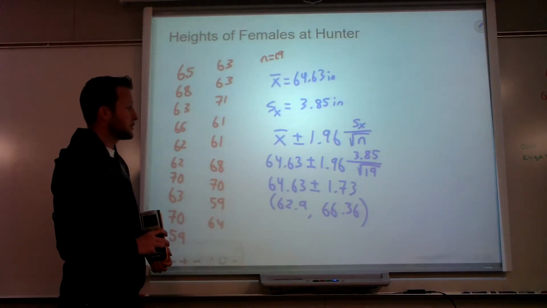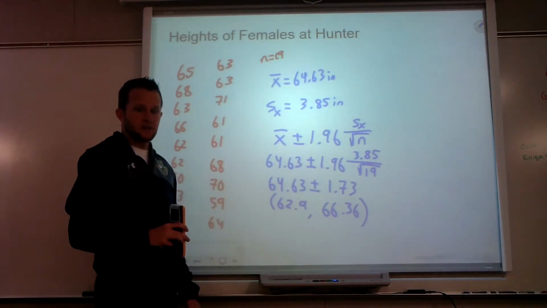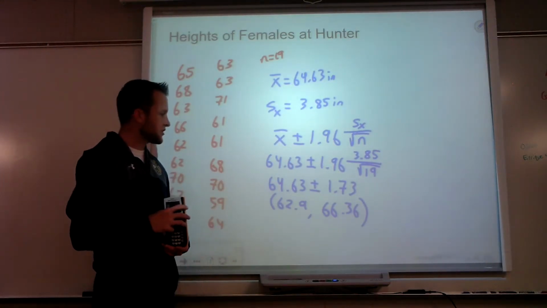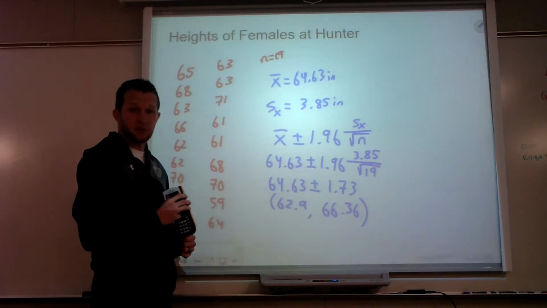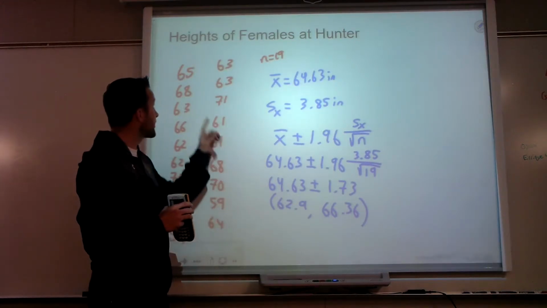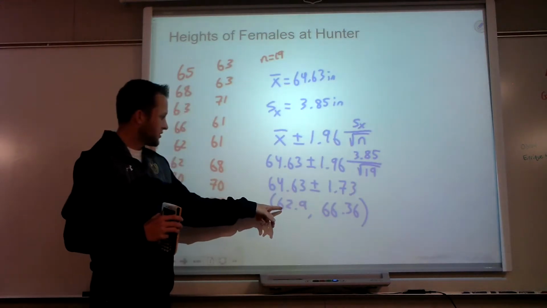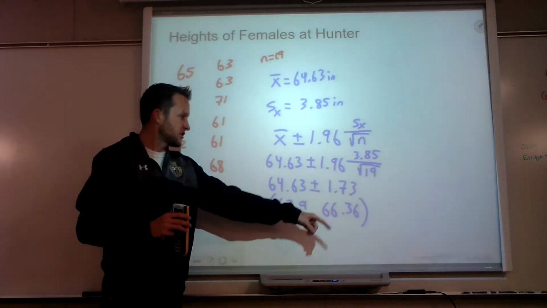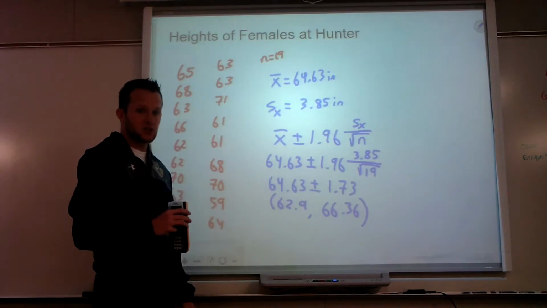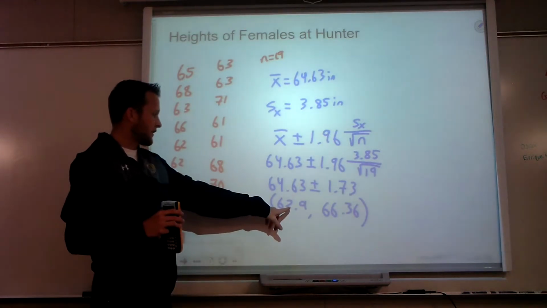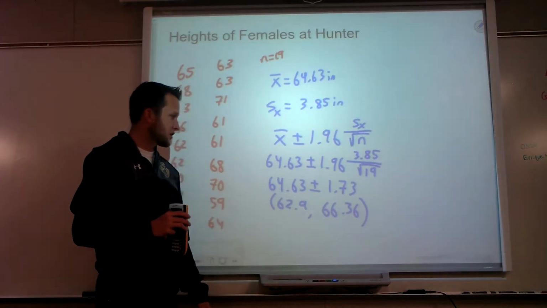Now, this is a 95% confidence interval. How I interpret this is I would say I am 95% confident that the average height of the females at Hunter High is somewhere between 62.9 inches and 66.36 inches. This is 5'2", and that's 5'6".